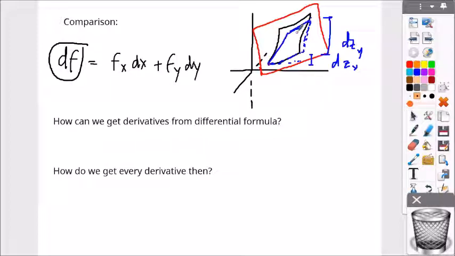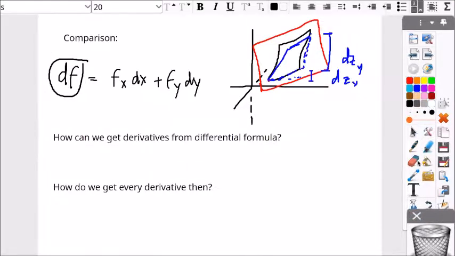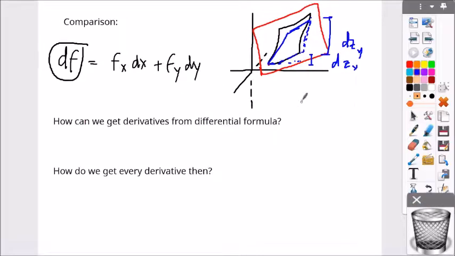F sub x is an entire change in x, right? But when we take partial derivatives, we only want, for every one change in x, how much does z change? So for every one change in x, how much does f change, or how much does z change? So I can also write dz is equal to f sub x dx plus f sub y dy.